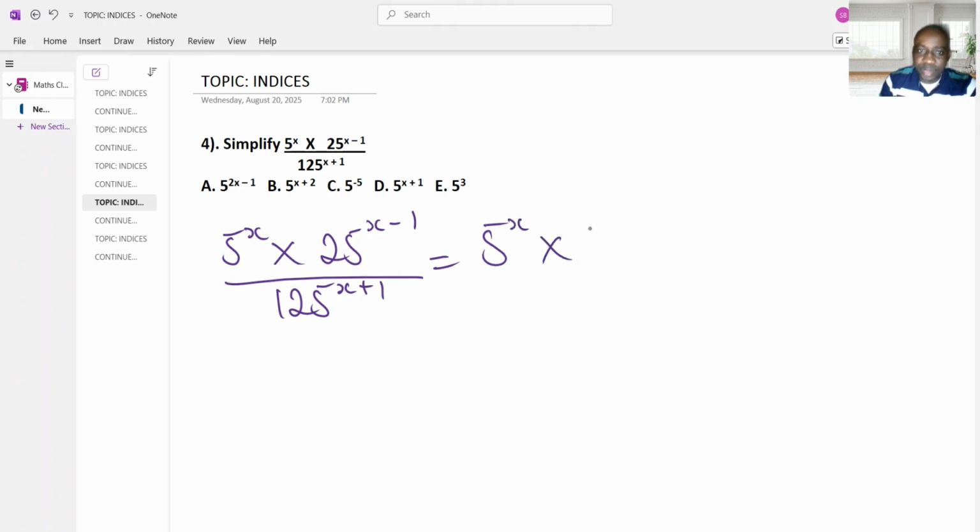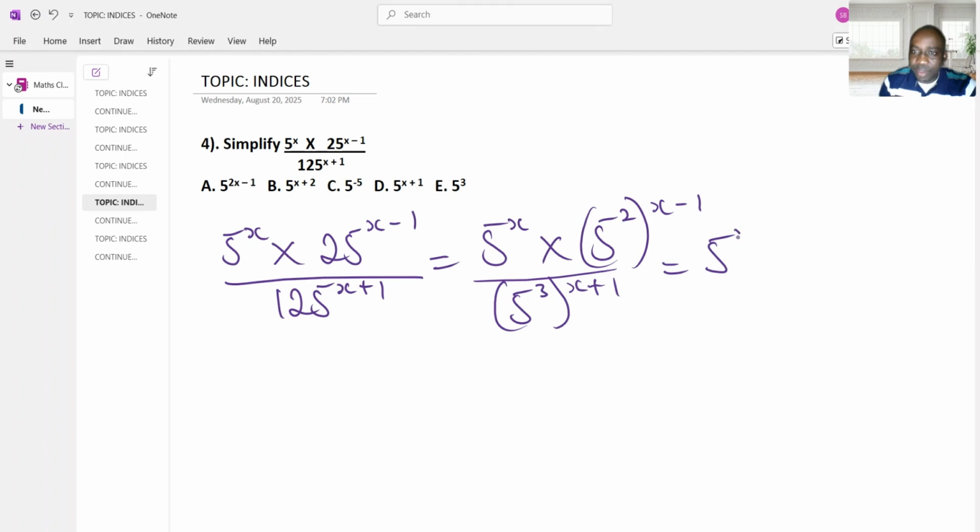5^x multiplied by 5 raised to power 2, to the power x minus 1, over 5 raised to power 3. The 5s, when you multiply them together, will give us 125. 5 times 5 is 25, 25 times 5 gives us 125. Now you see, 5 raised to power 5.